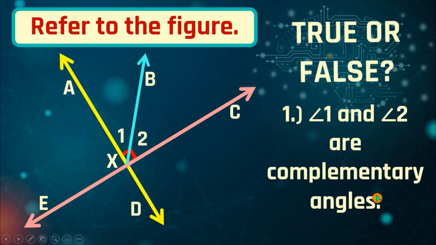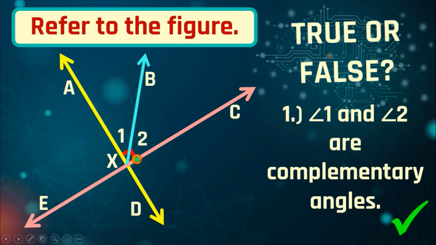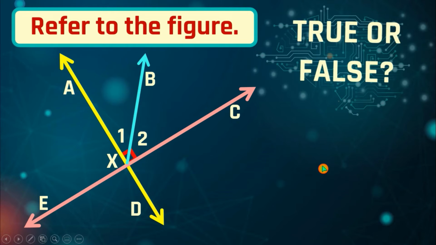Question, are they complementary angles? Yes. Okay? Because they add up to 90 degrees. Paano mo malalaman na 90 degrees? It's because of the small square that is found on your figure. That small square ay napakahalaga para ma-identify mo kung anong klaseng angle siya.